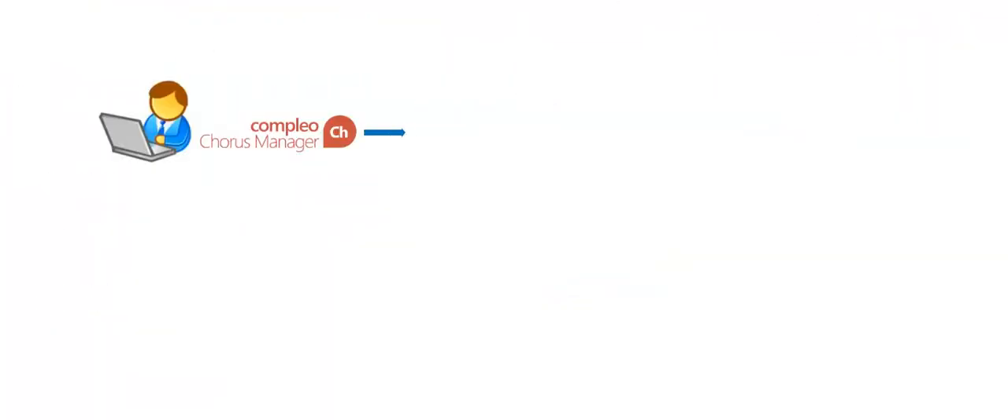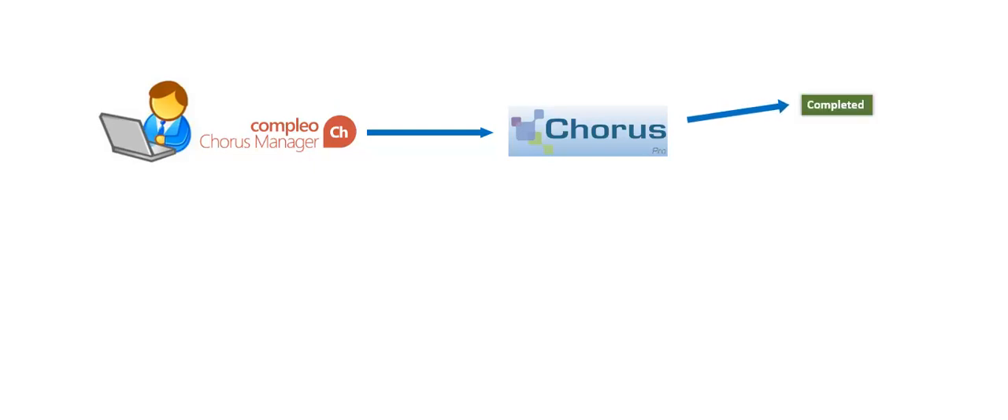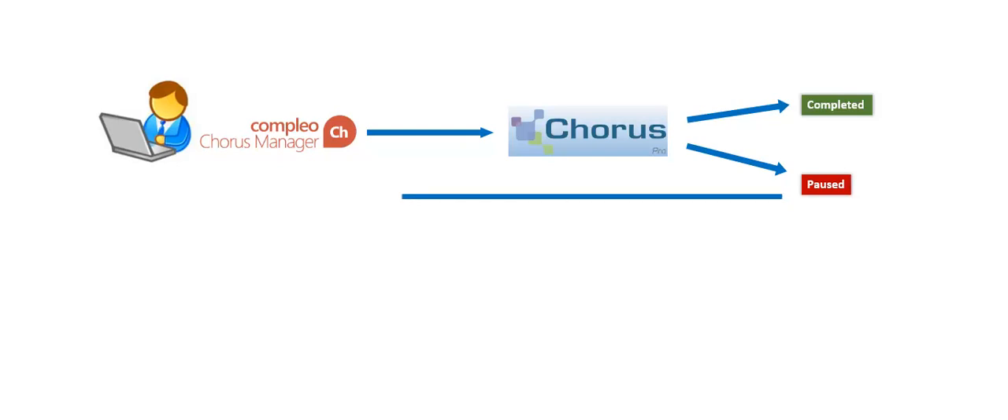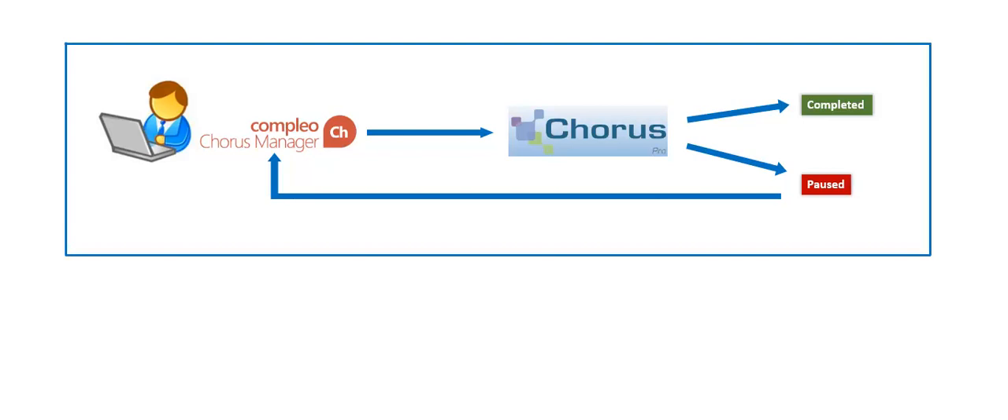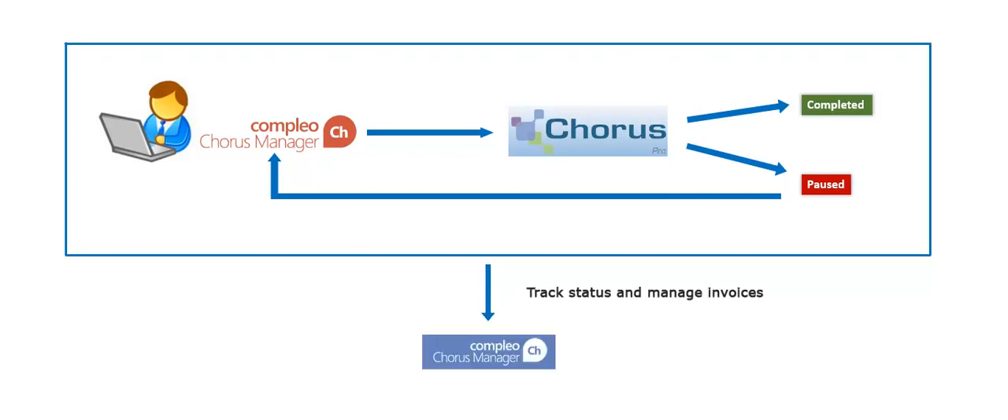A Chorus Manager user uploads an invoice to the Chorus Pro website. Here, the invoice is validated. If the invoice is valid, the status is changed to completed. If the invoice is invalid and requires some changes, the status is changed to paused. This invoice is then sent back to the Chorus Manager with paused status. This entire process can be tracked using Chorus Manager.